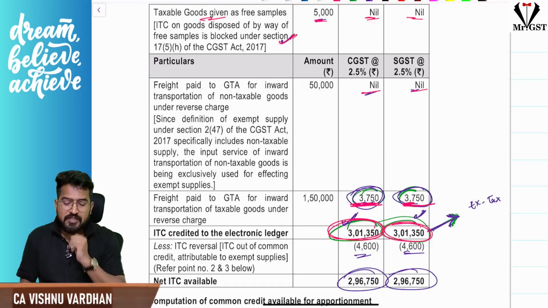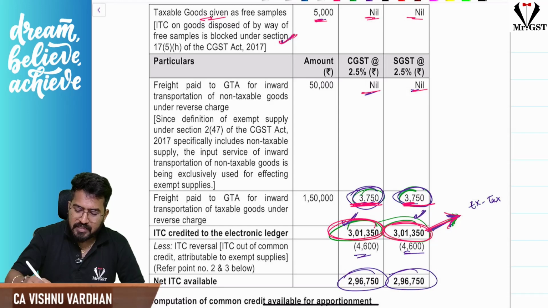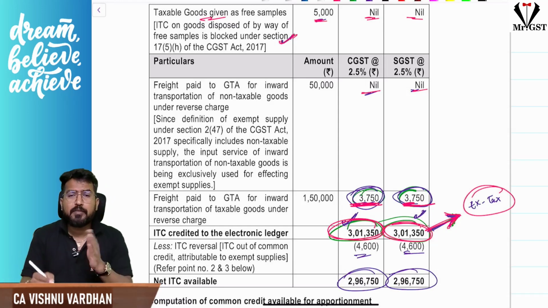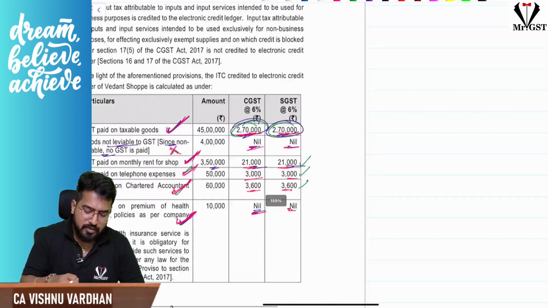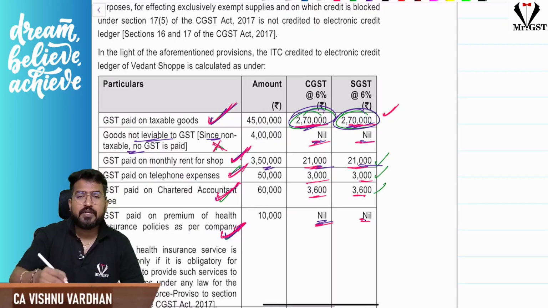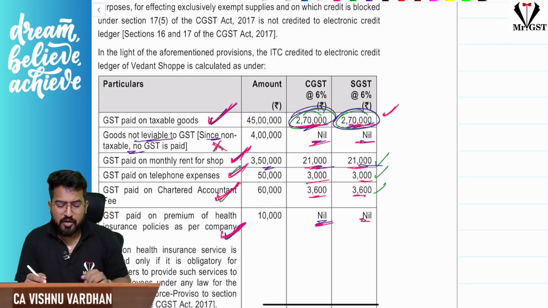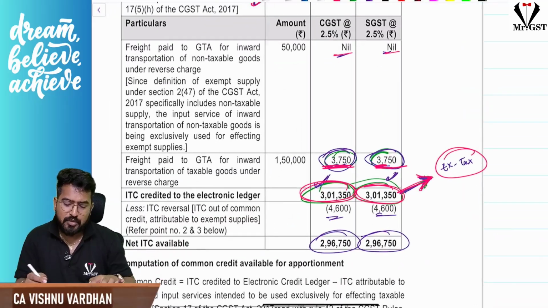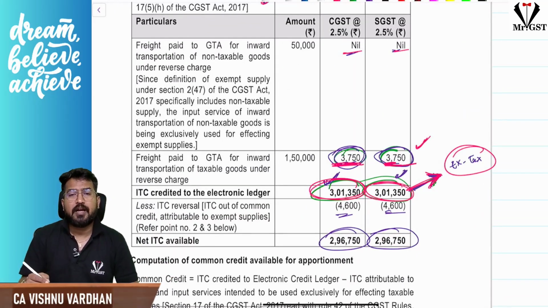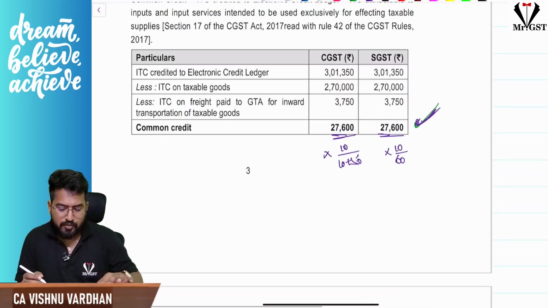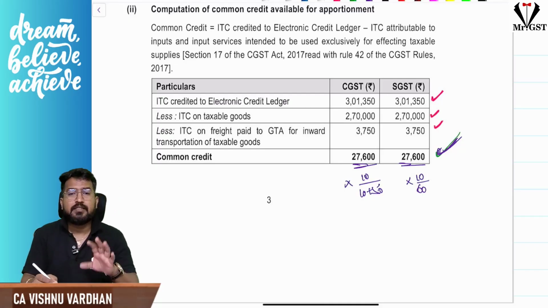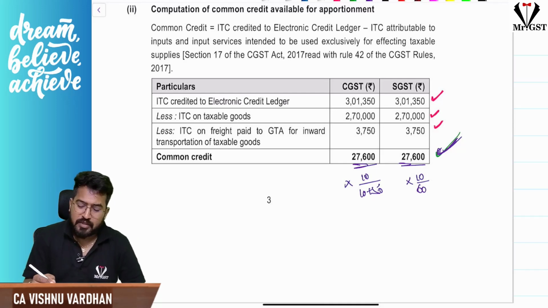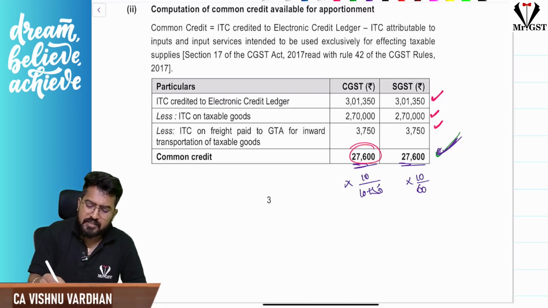How do we remove the reversal amount? Sir, from the amount credited to the e-credit ledger, if you remove whatever belongs exclusively to taxable activity, the taxable goods you purchased to sell, and the transportation of taxable goods, which is also exclusively related to taxable activity. If you remove those two, that is, the total amount credited to the e-credit ledger minus ITC on taxable goods minus GTA services for taxable goods, automatically the balance is nothing but the common credit.